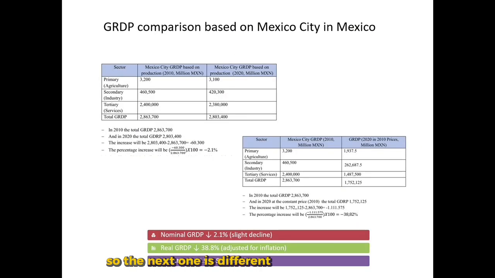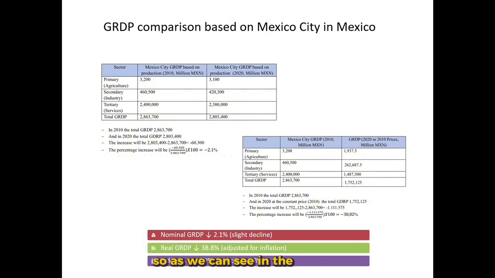So the next one is the different production approach, GRDP comparison of the region in the chosen metropolitan area, which is Mexico City. The comparison was between the Mexico City GRDP based on production in 2010 and production in 2020. And in table 2, it was Mexico City GRDP in 2010 and GRDP in 2020 at 2010 prices. So we compare between these to see the GRDP comparison.